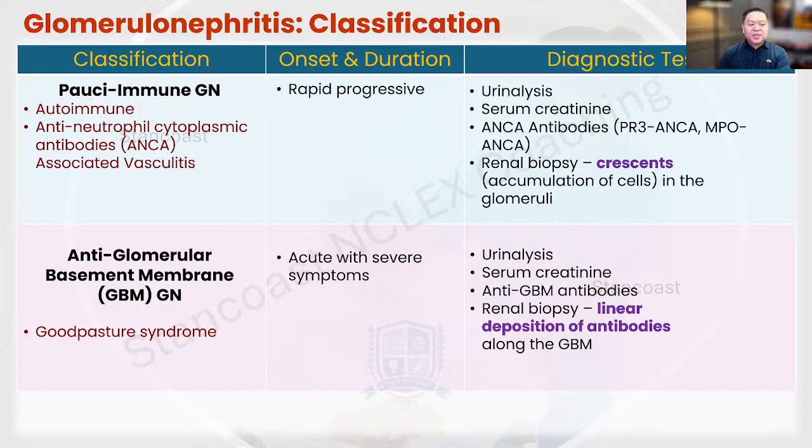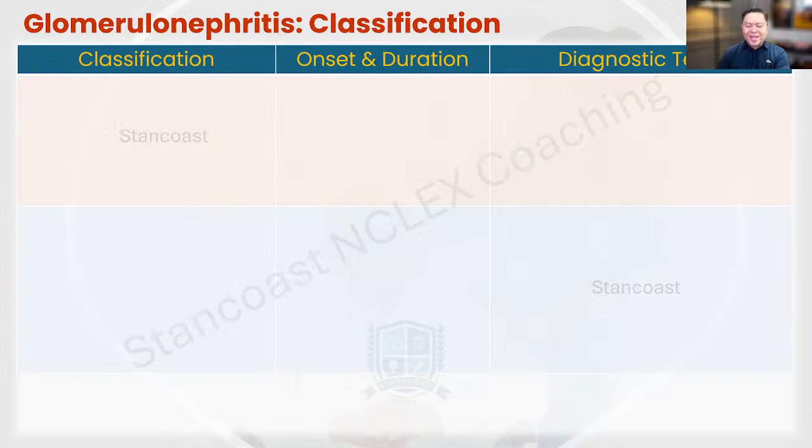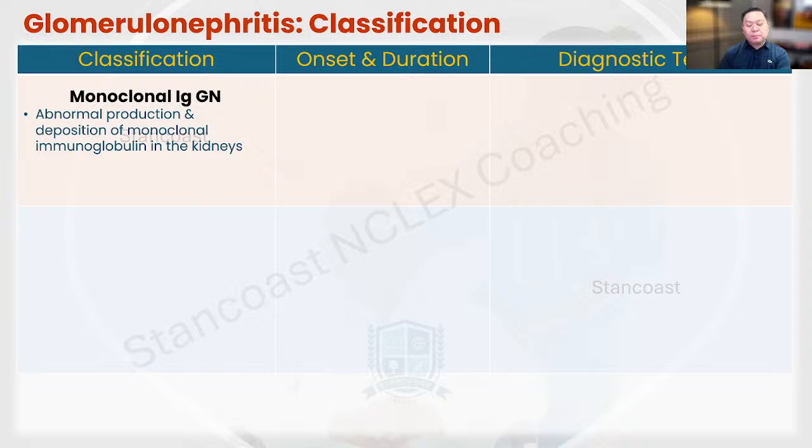Now moving into the next classification, which is the fourth one, we have the monoclonal IgGN. Monoclonal is actually a kind of antibody, an immunoglobulin, and this is going to happen when there is an abnormal production and buildup of the specific antibody we call the monoclonal immunoglobulin inside the kidney.